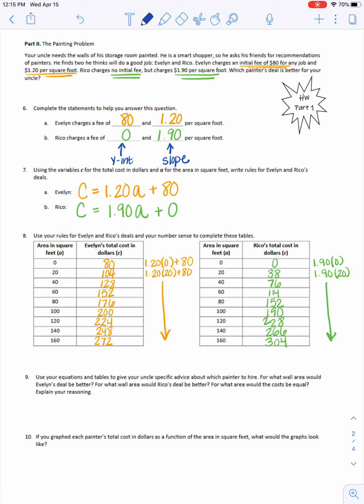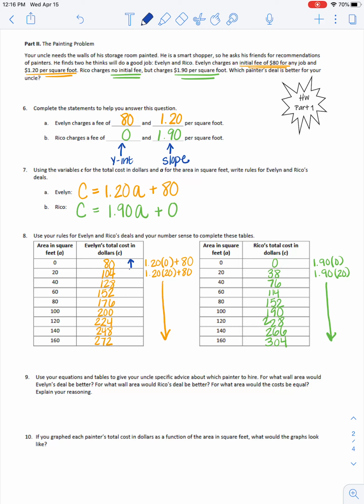So use your equations and tables to determine for what area would Evelyn's deal be better, for what wall area would Rico's deal be better, and when would the cost be equal. Okay, so we're strictly using the tables here. So if I look for 0 square feet, I can see that Evelyn is 80 and Rico charges 0. So Evelyn is more expensive.